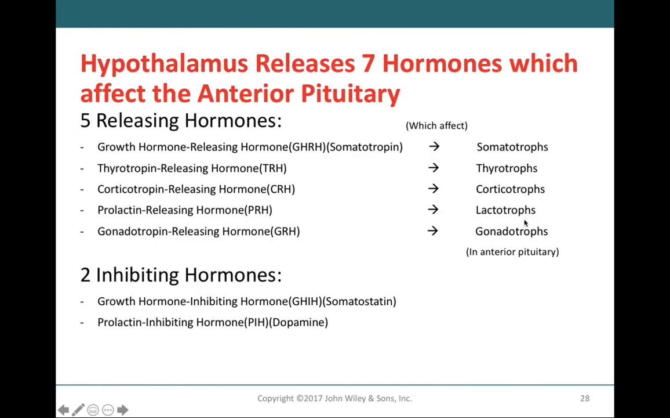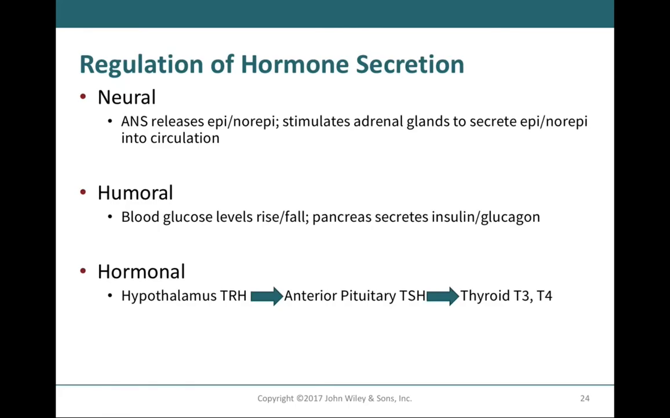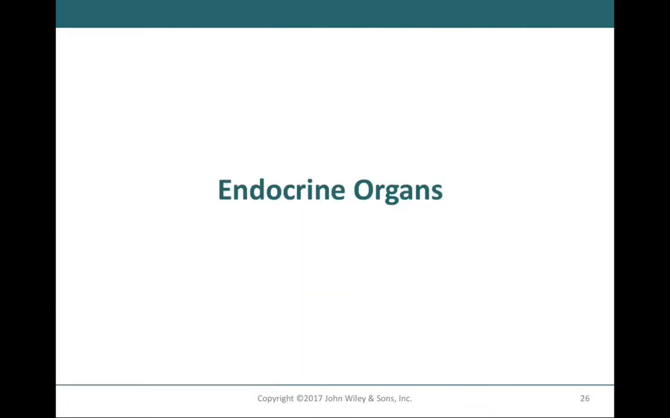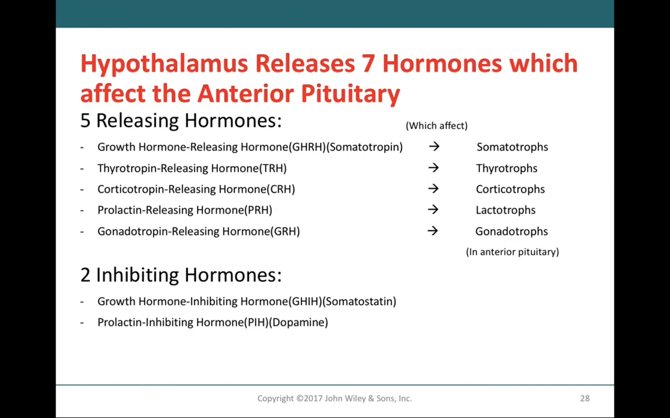All 5 groups of those cells here can be found inside of the anterior pituitary, and they are releasing their hormones in response to these releasing hormones. So once again, just as was described on this slide in the last video, the hypothalamus is going to release releasing hormones to the anterior pituitary, and then the pituitary will release additional hormones out to any of the other endocrine organs, and that's how the endocrine system is going to function.